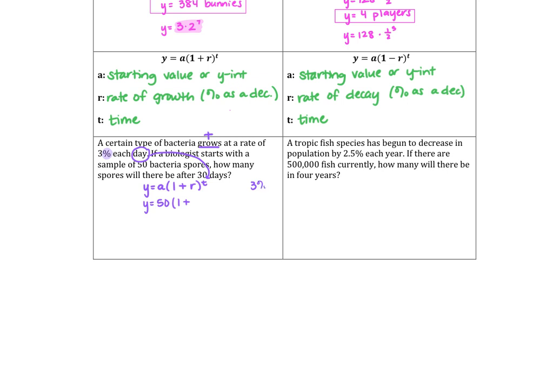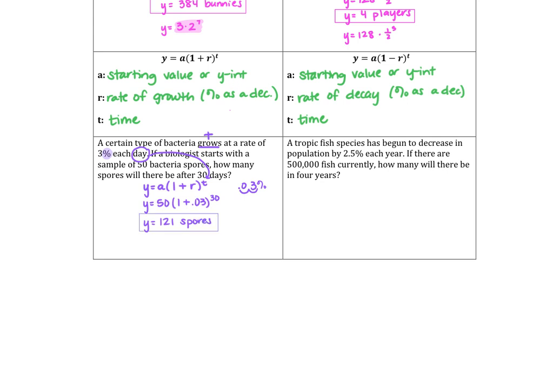But remember, I can't put a percentage in my equation. I have to make it a decimal. So to do that, I move it twice to the left, and that becomes 0.03. Now I can leave that T technically as an X in my calculator. If I did that, remember I could then just go to my table and look when X is 30, or my other option is I can just plug a 30 in for my exponent, and then I can type that in my home screen, and that's going to tell me that I have 121 spores.